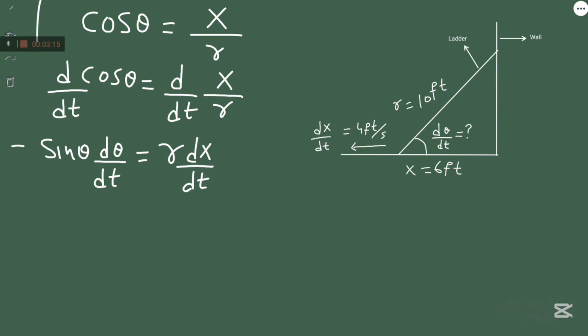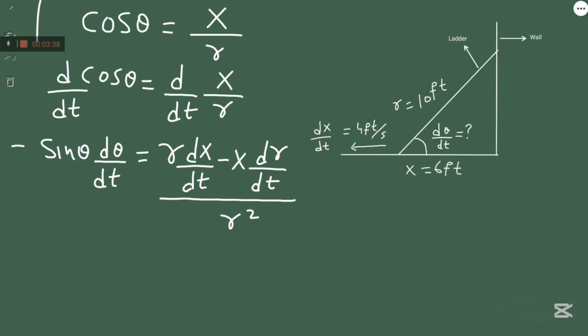And then minus x dr by dt, over r square.